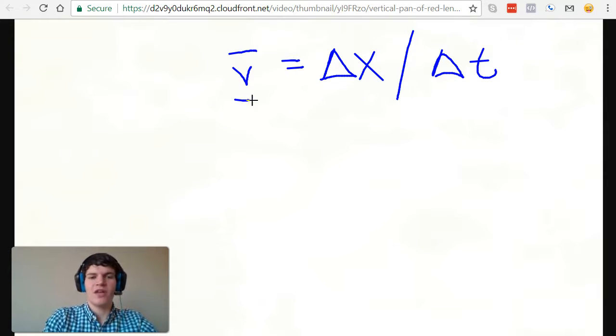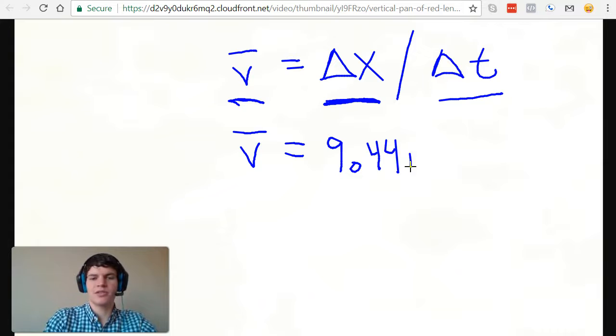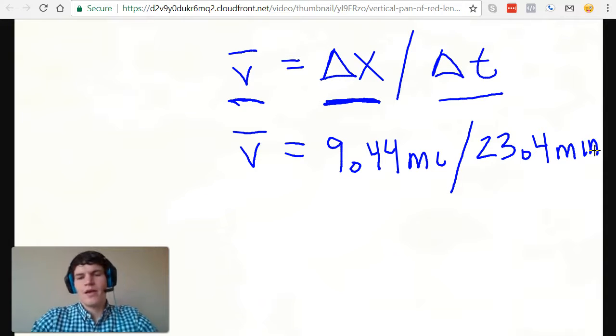We have the average velocity equals change in displacement. Notice we're dealing with displacement and not distance, divided by the change in time. And in this problem, we're solving for the average velocity, and the displacement is 9.44 miles. And the change in time, we're told that it took Johnny 23.4 minutes.